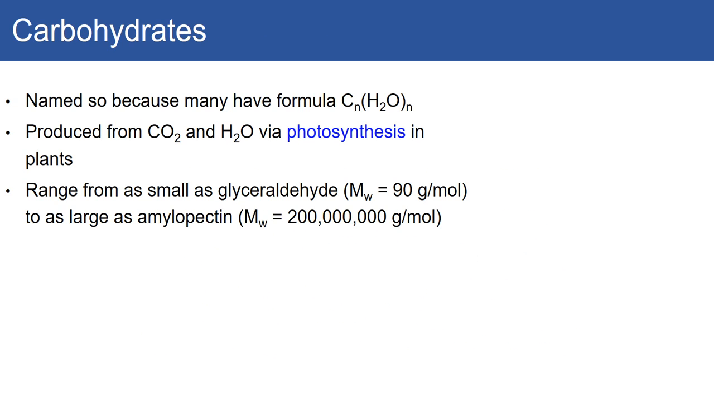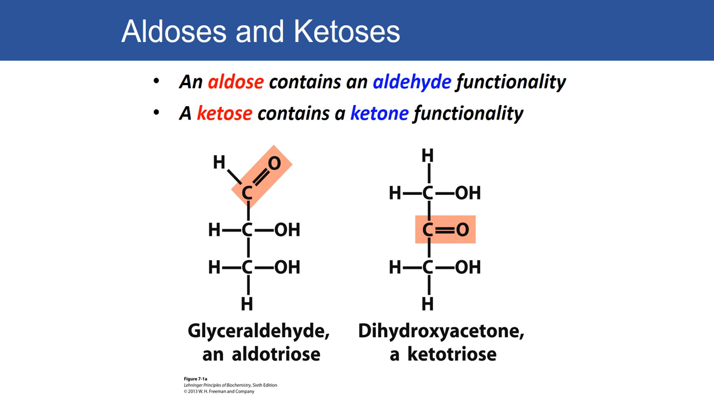So let's talk about what this means. Carbohydrates have the formula CnH2nOn. They're produced from carbon dioxide and water via photosynthesis in plants. They range from small glyceraldehyde, which is a 3-carbon molecule with a molecular weight of 90 grams per mole, to as large as amylopectin, which is absolutely enormous: hundreds of thousands, if not millions, of glucose and other carbohydrate monomer subunits put together into big polymer chains.